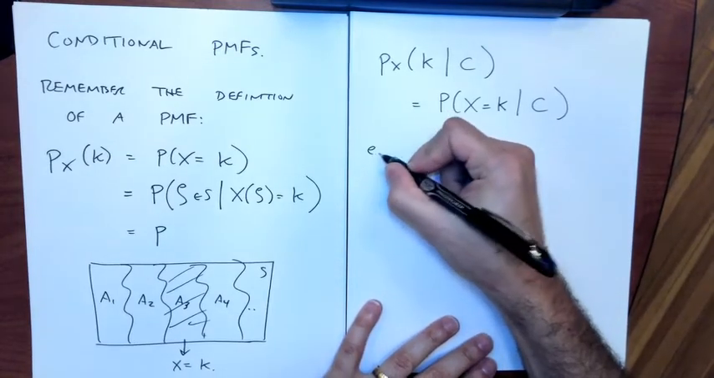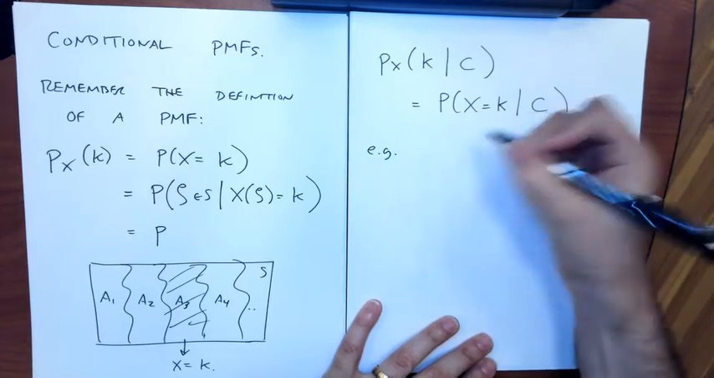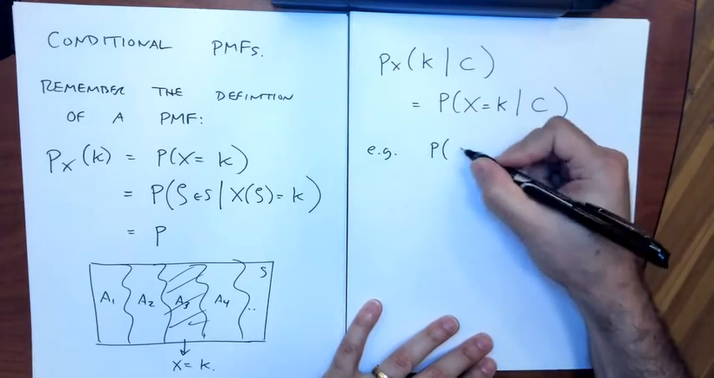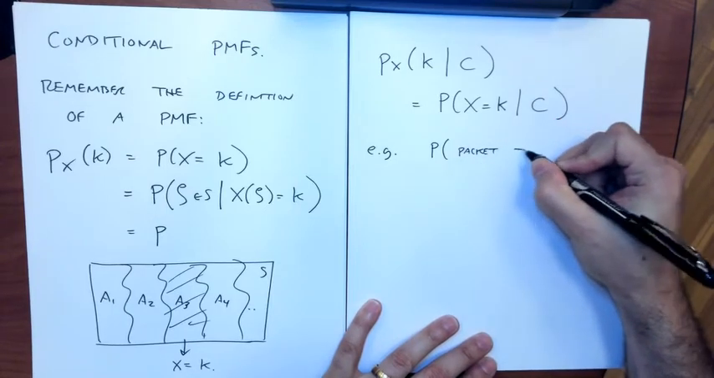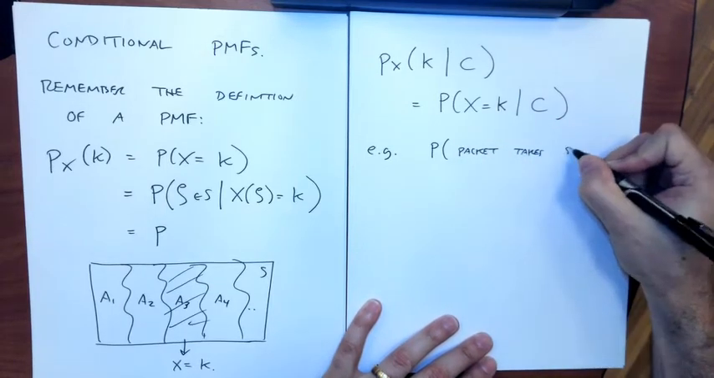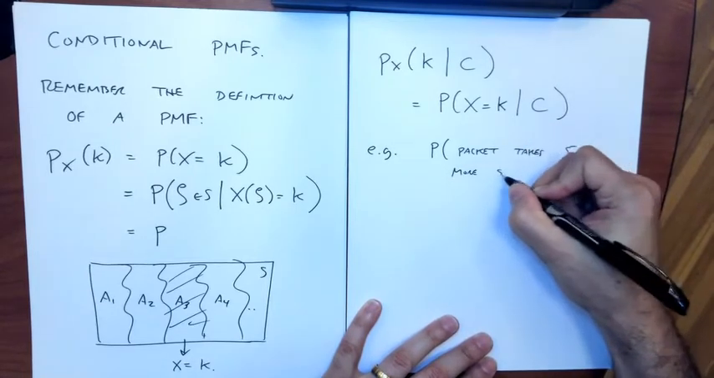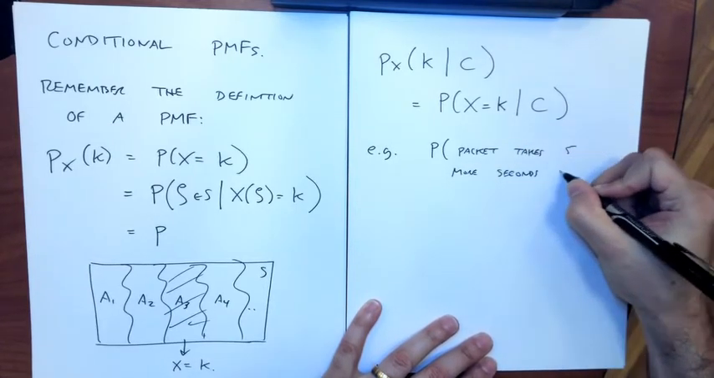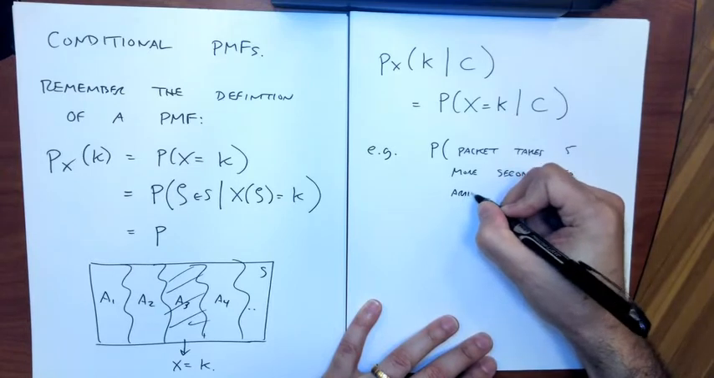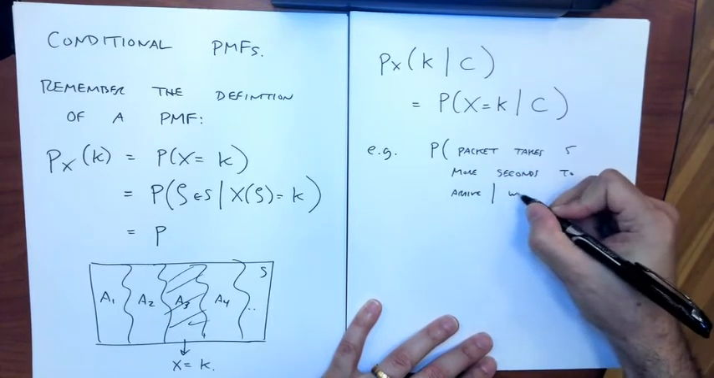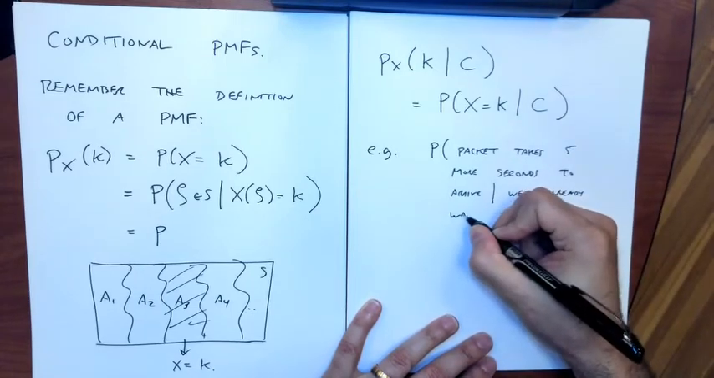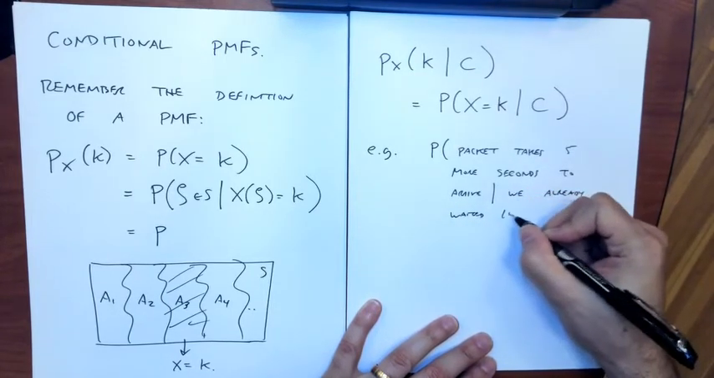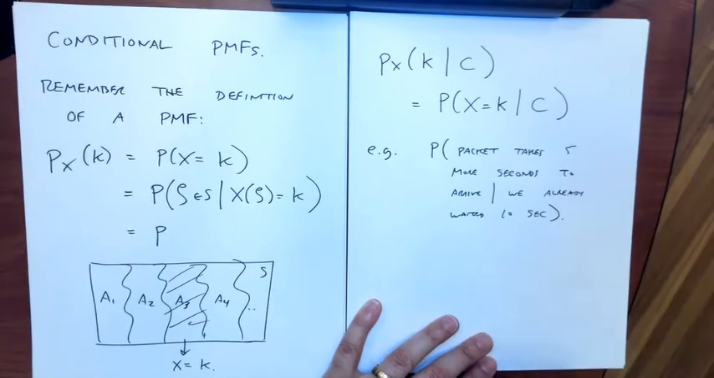So let me write down what I just said. For example, the probability that a packet takes 5 more seconds to arrive, given that we already waited 5 seconds. Or we already waited 10 seconds, it doesn't really matter.